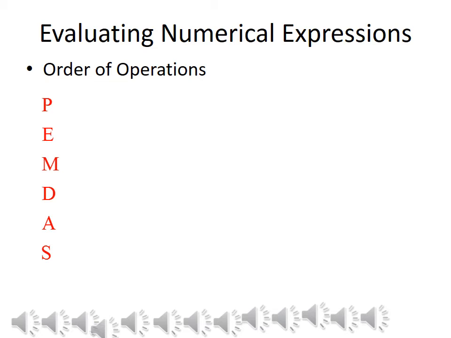You might have learned this as Please Excuse My Dear Aunt Sally, or something to that effect, where each of the letters in PEMDAS represents an operation that you would do in order. The first letter in PEMDAS is P. This tells us that we want to do anything that's in parentheses first. So the very first step to simplifying an expression is to simplify whatever's inside the parentheses that may be present.